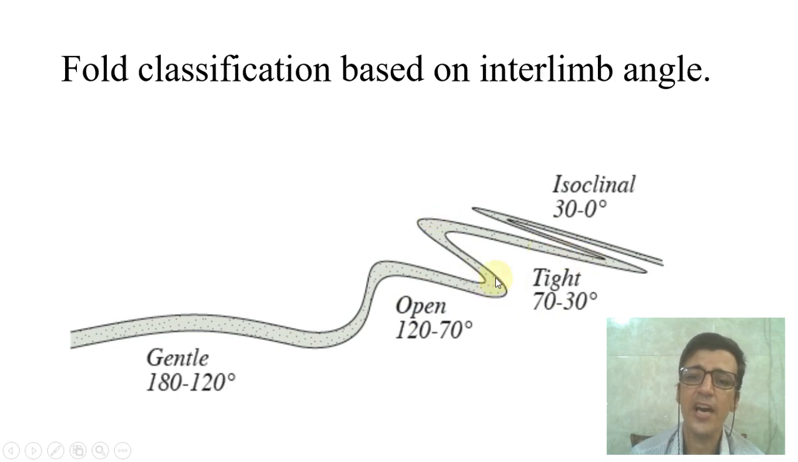Okay, this is an open type of fold, and you can see force and pressure are increasing. In tight folds, the interlimb angle is between 70 to 30, the tight type of folds. Finally, in the isoclinal type of folds, we have an interlimb angle of something about 30 to 0. Okay, these are the 4 types of fold based on interlimb angle. However, you can classify any fold into one category of this classification.